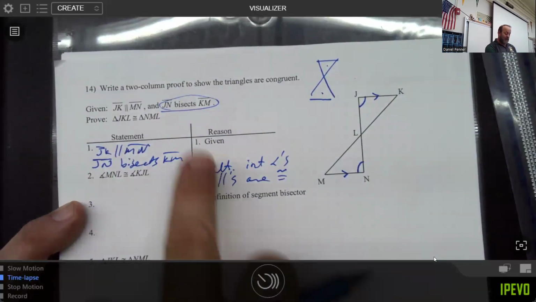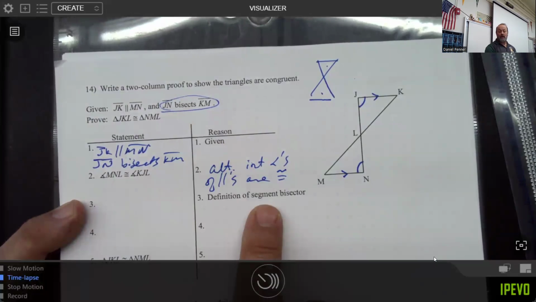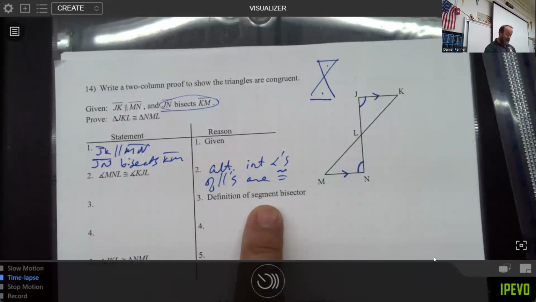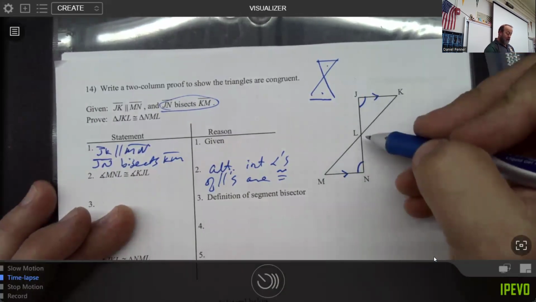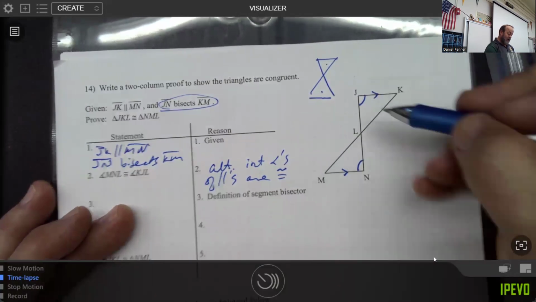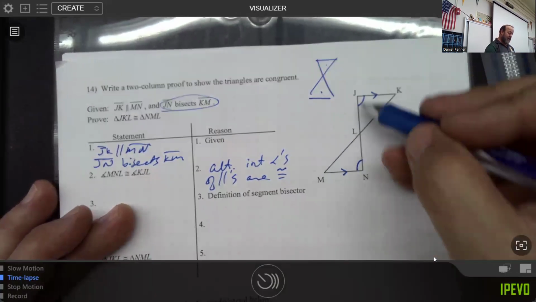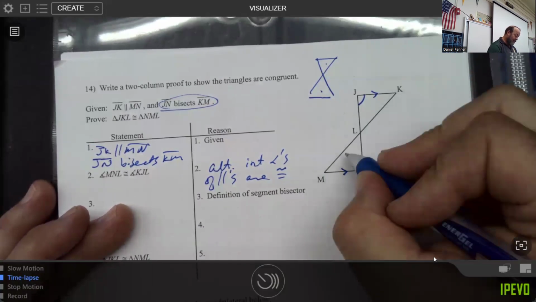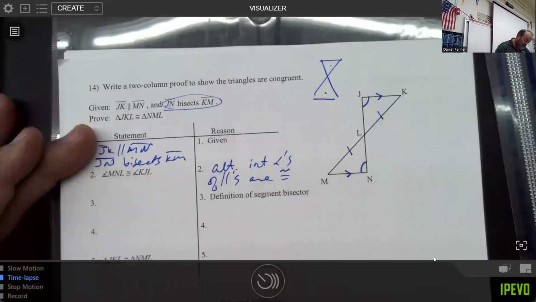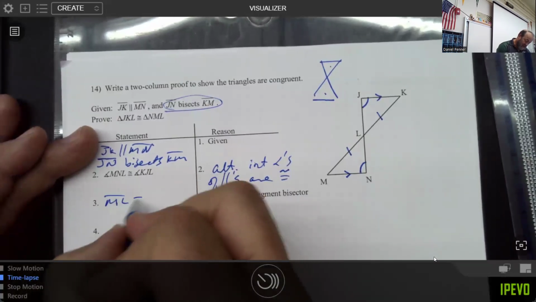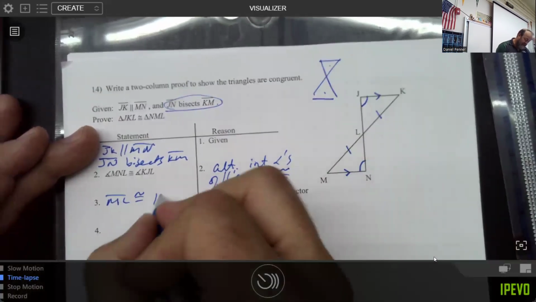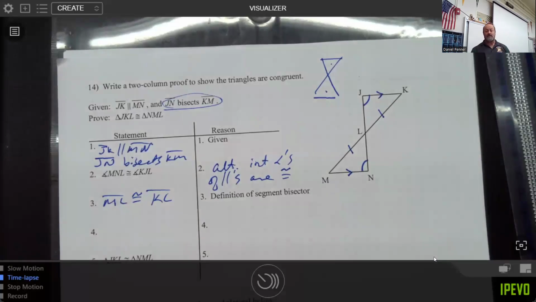Now, that's a fancy word, and so we always want to go ahead and utilize the definition of that fancy word. So it says JN right here. JN bisects KM. That means JN is like the knife that cuts this one. That means these two segments, which would be ML, would be congruent to KL by the definition of that bisector. Okay. Now we're looking pretty good.